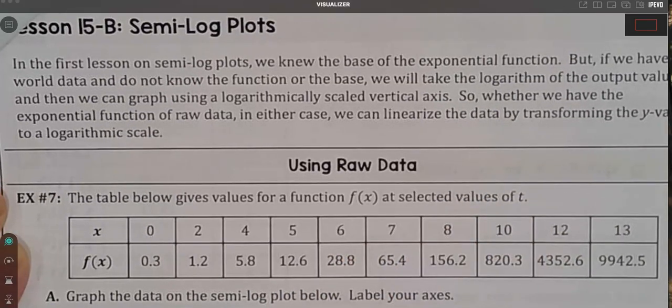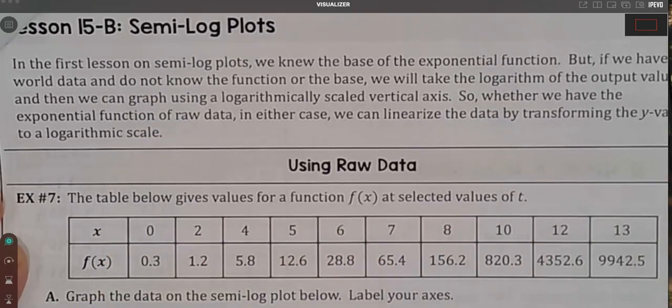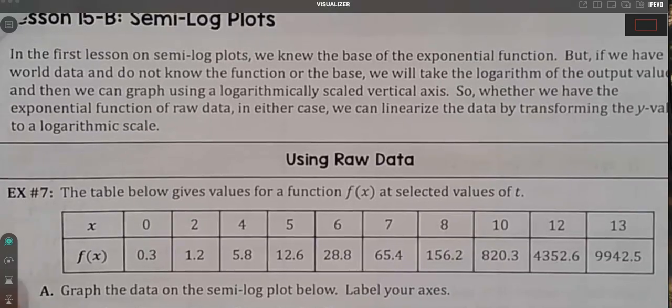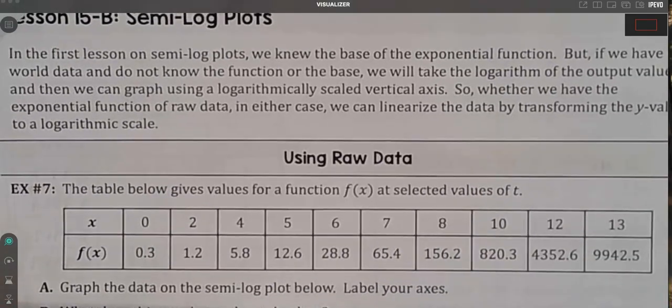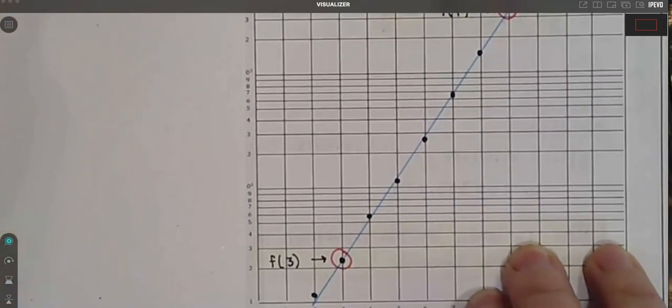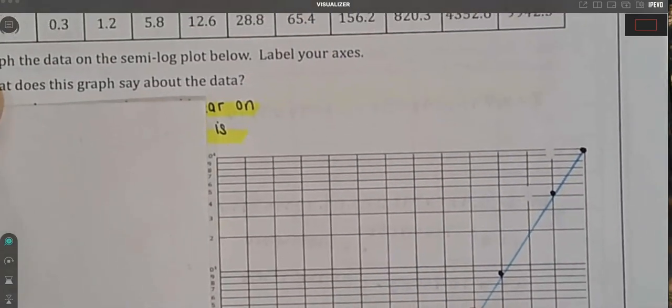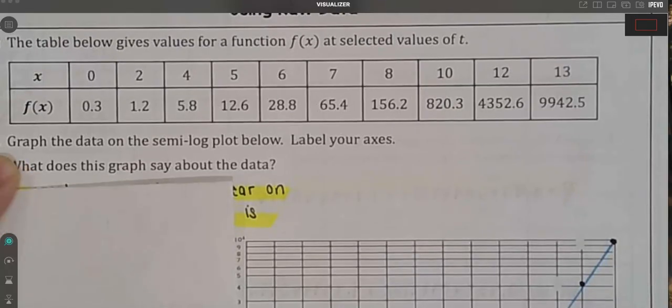The table below gives values for the function f of x at selected values of t. And here we go. Graph the data on the semi-log plot and label your axes. So here is the graph. Ignore the pink stuff for now, that comes at a later part of the problem. So I've graphed all the points given. Again, ignore the pink stuff, that is later in the problem. I'll explain that in a moment.